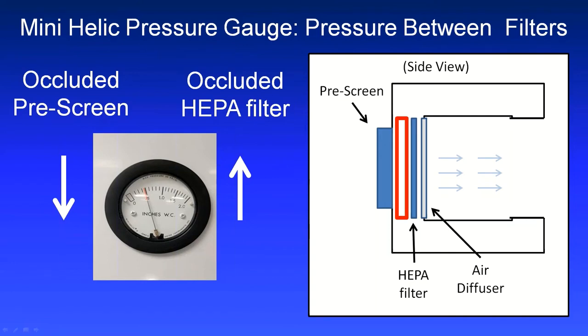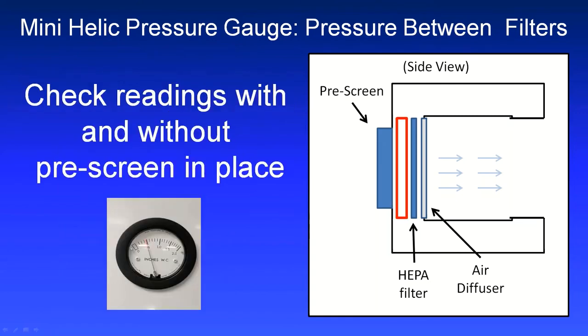So if this reading goes down over time, it could mean that the pre-screen in the back is getting occluded with dust from your room. If it goes up over time, it could mean that the HEPA filter is getting occluded. But what if it doesn't do either? What if you have just constant readings? Well, that could mean one of two things.